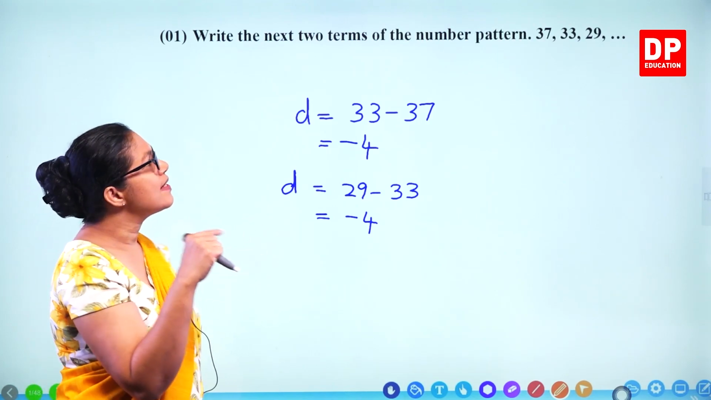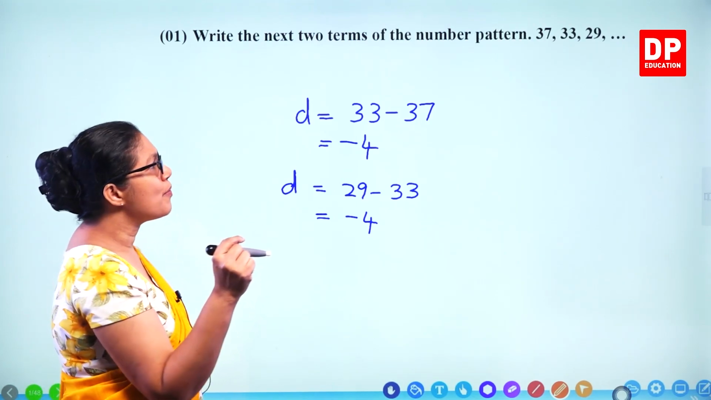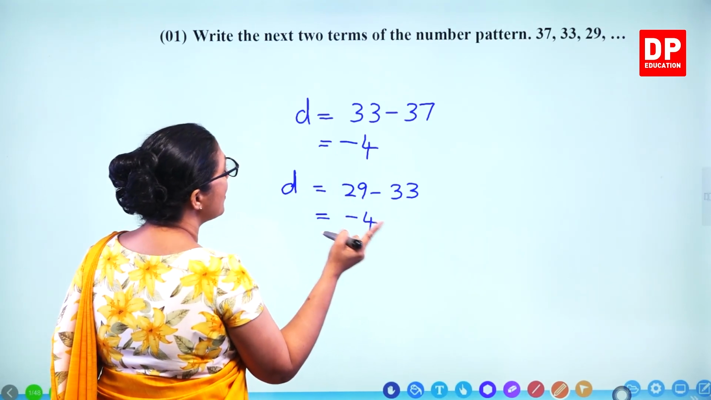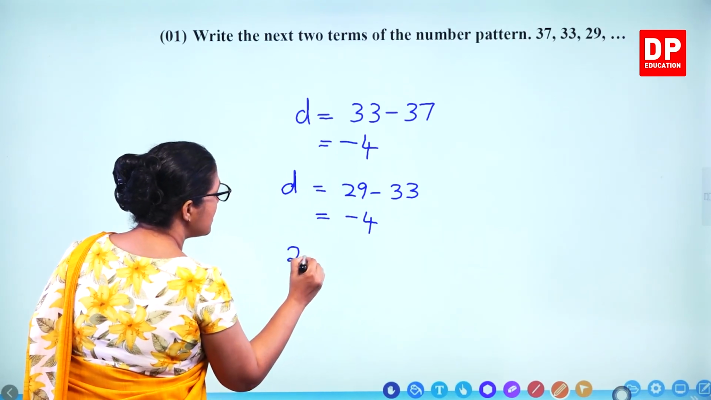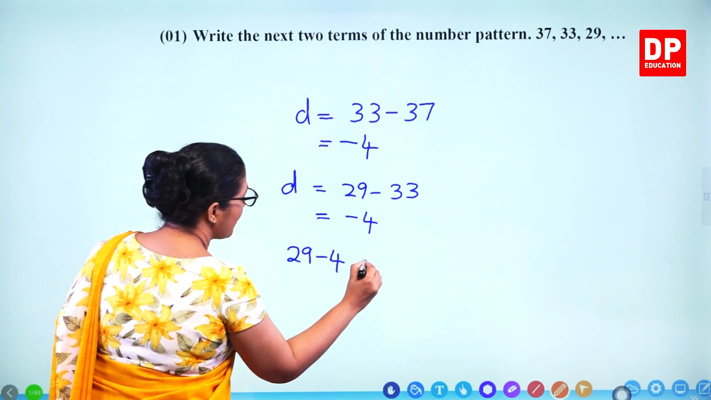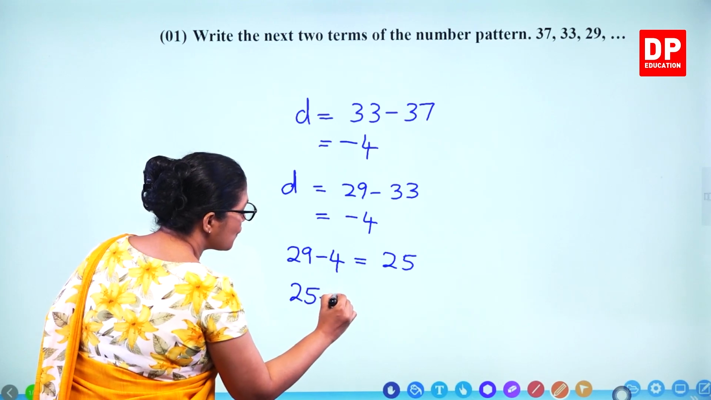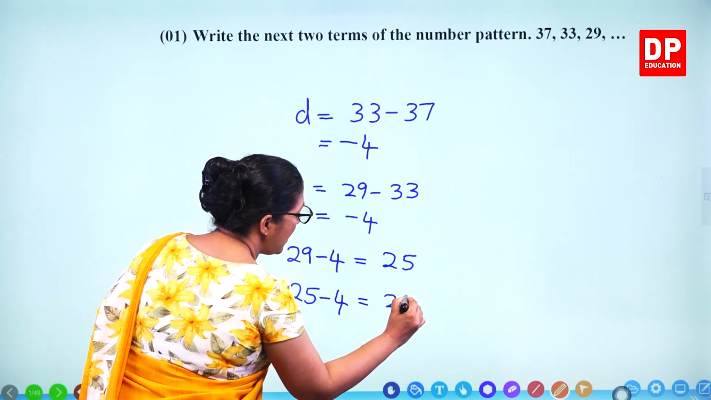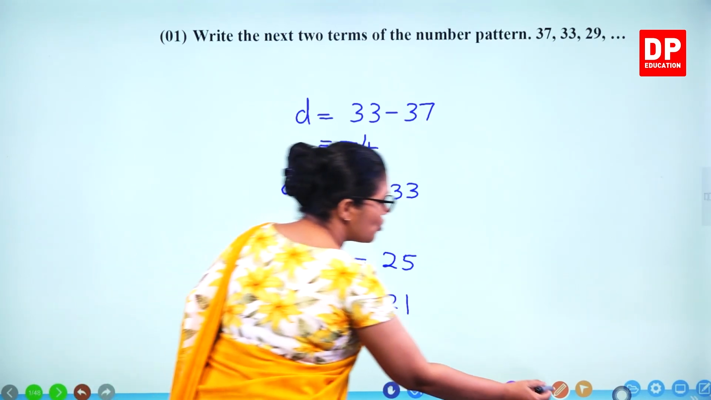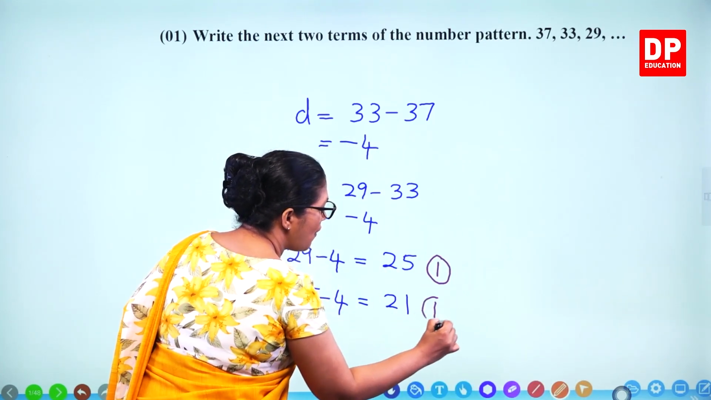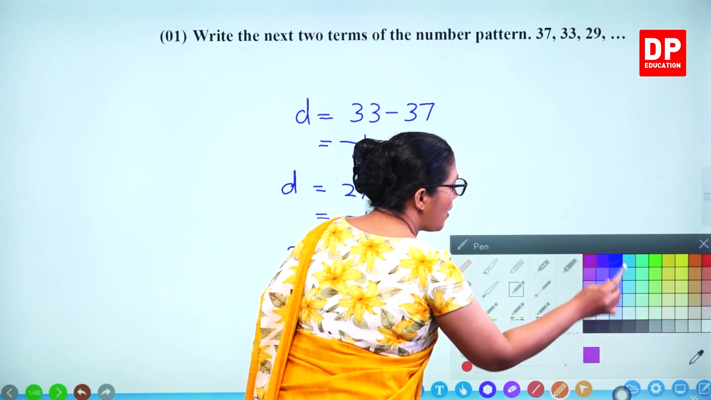So that means this is an arithmetic progression, so you can find the next two terms. What are the next two terms? 29 minus 4, you get 25. Then 25 minus 4, 21. So you get 2 marks for writing the two terms, 25 and 21.